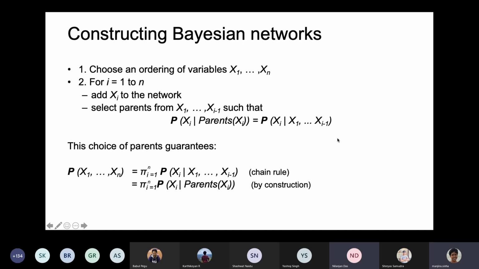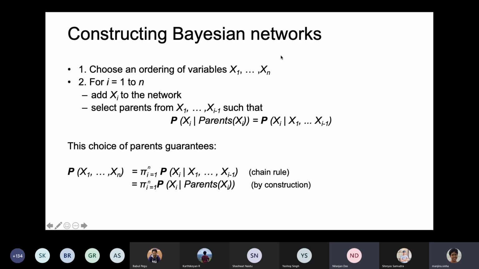Now this is an example of implementing the Markov assumption. So what are we doing? We are ordering the variables in any way from x1 to xn. Now we are writing down a for loop kind of thing, so we need to iterate. We cannot iterate randomly, so that's why the ordering is needed.